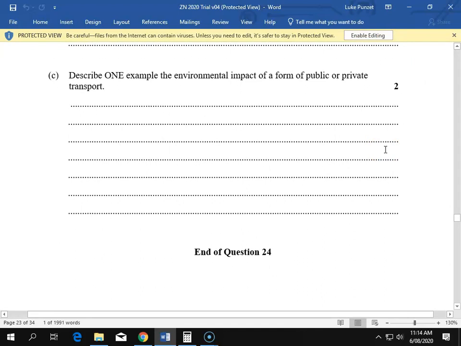Describe one example of the environmental impact of a form of public or private transport. Now, I feel as though this is just two gift marks. If you couldn't get two marks for this, I don't think you were probably applying yourself as much as you could have. There's just so many options here. Effectively, just pick one. Cars. I mean, some people mentioned bikes, but cars, planes, they run on fossil fuels. Fossil fuels are non-renewable resources. They produce greenhouse gases. I don't think I need to say anything more than that. I think people answer this question pretty well.